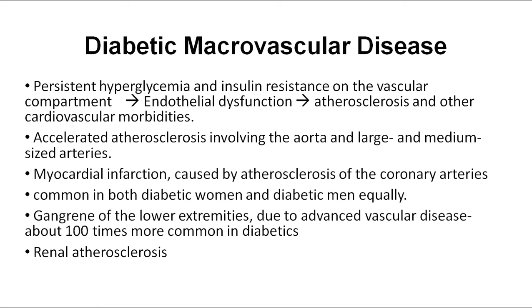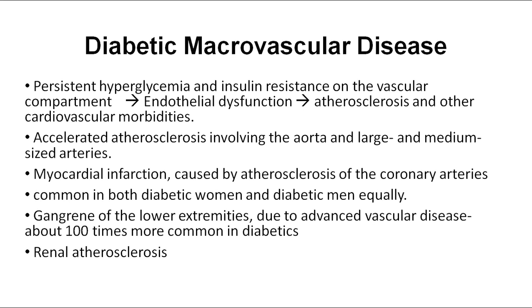In macrovascular disease, persistent hyperglycemia and insulin resistance lead to endothelial dysfunction, atherosclerosis and cardiovascular morbidities. There is accelerated atherosclerosis involving the aorta and the large and medium sized arteries. Myocardial infarction is caused by atherosclerosis of the coronary arteries, which is common in diabetic men and women. Gangrene of the lower extremities is due to advanced atherosclerosis of the blood vessels of the lower extremities, which is 100 times more common in diabetes.